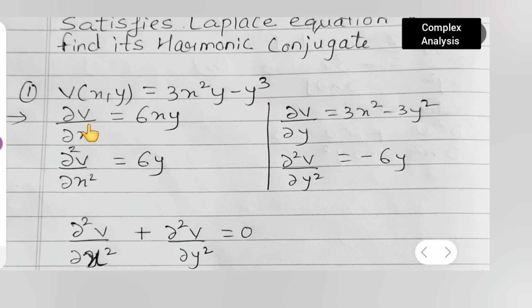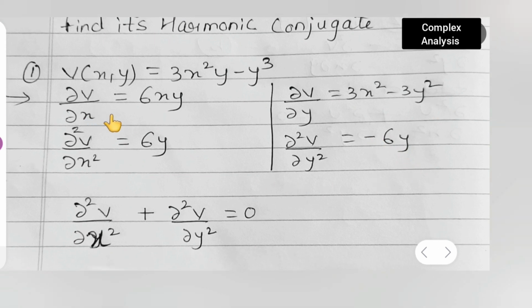So differentiate this v with respect to x, you will get 6xy. Differentiate with respect to x again, you will get only 6y. Now differentiate v with respect to y, I will get 3x² minus 3y². Again differentiate with respect to y, you will get minus 6y. Now you have to add these: ∂²v/∂x² plus ∂²v/∂y². Now this minus is there, so it is 0.